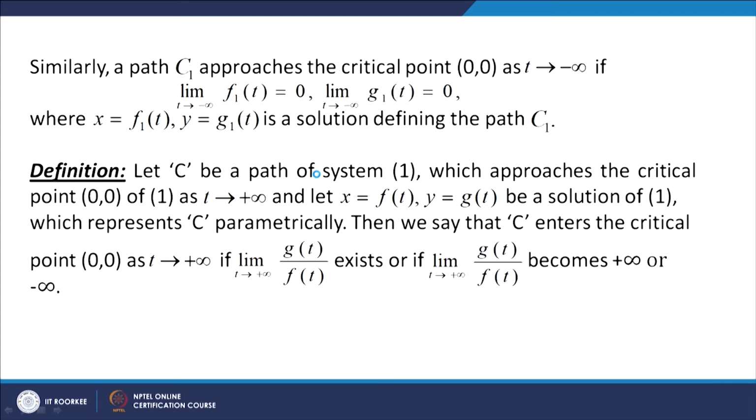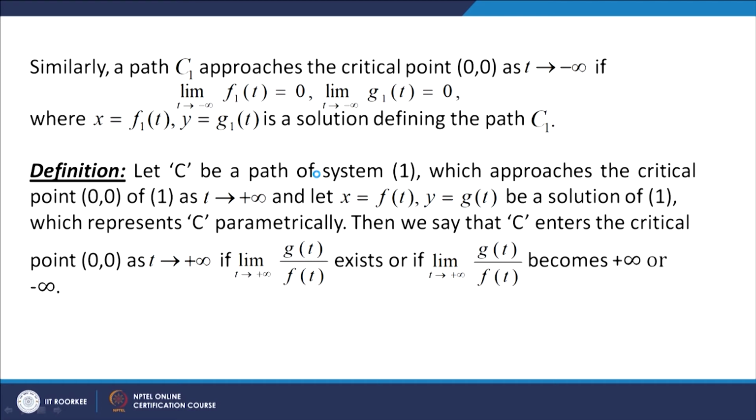Now, another definition. Let C be a path of system 1 which approaches the critical point 0 0 of the system 1 as t goes to plus infinity, and let x equal to f(t), y equal to g(t) be a solution of 1 which represents C parametrically.